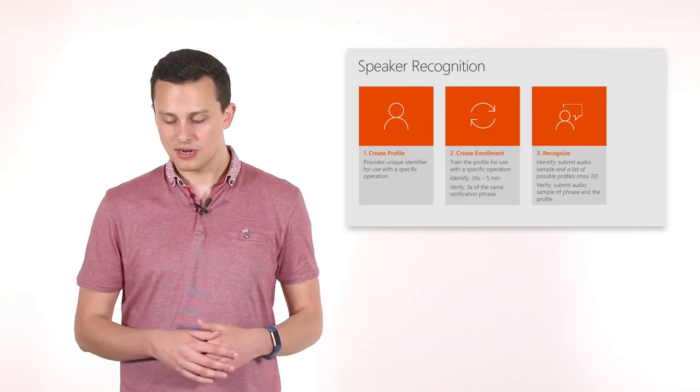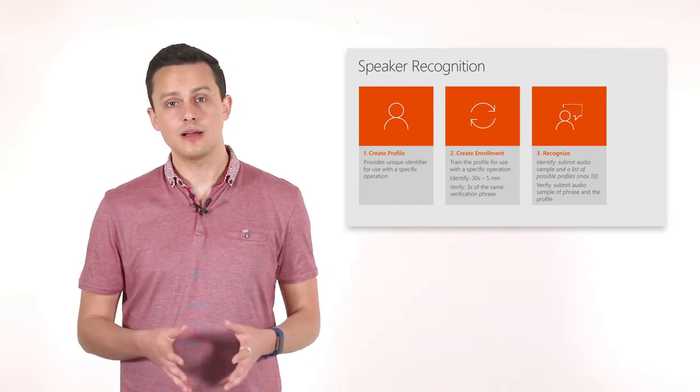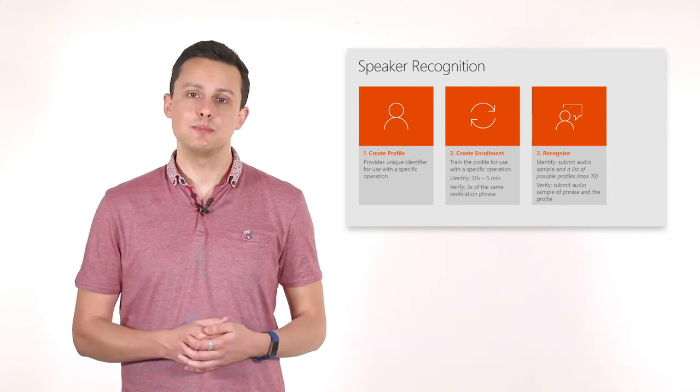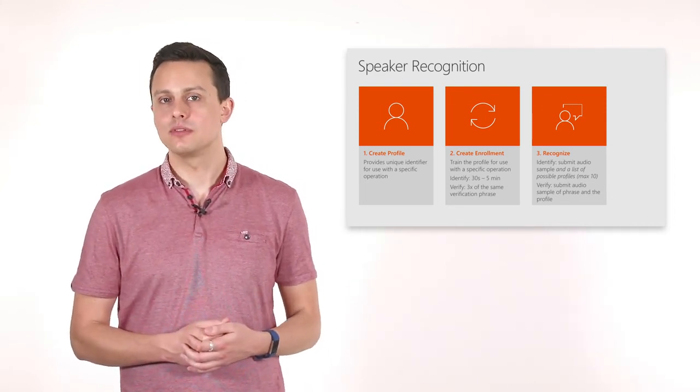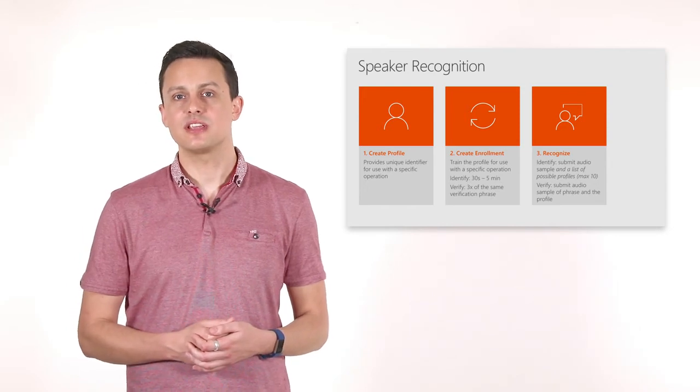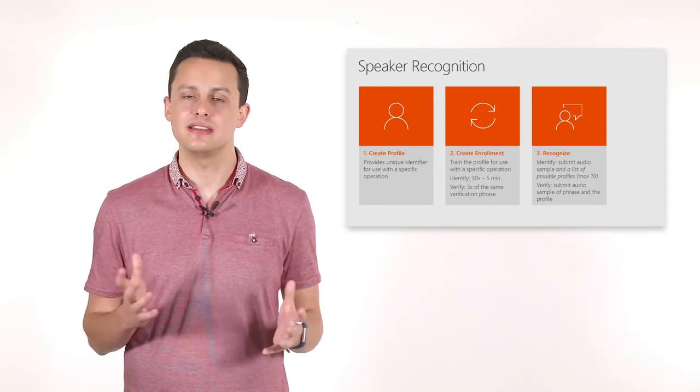In the identification scenario, we just need to submit an audio sample, but we also need to submit a list of potential people that could be talking. We can't just get it to search every single profile. We need to give it a list.